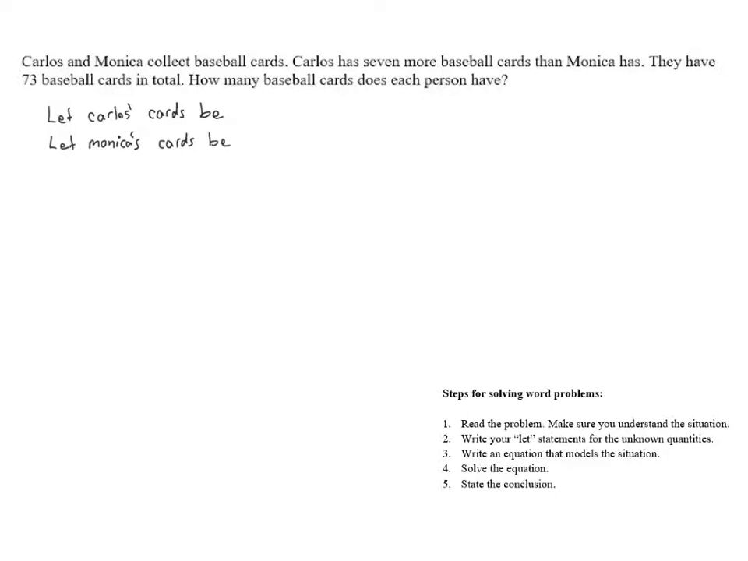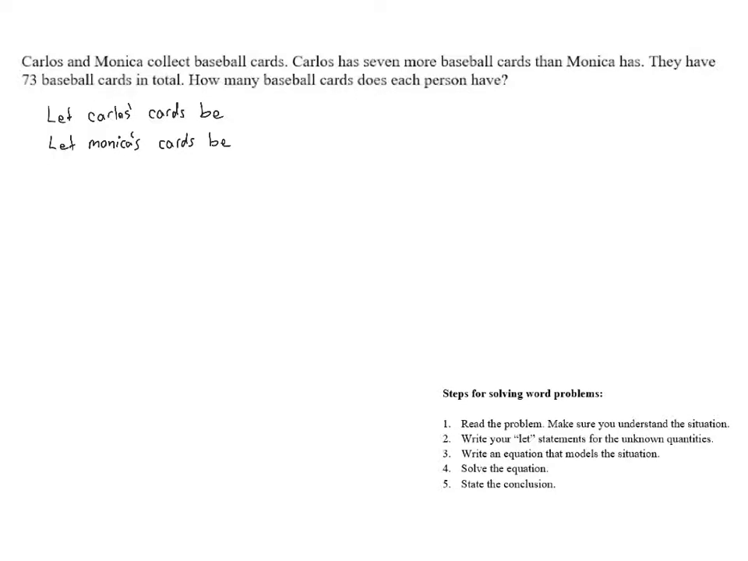All right, so we're going to have 2 let statements. We can't let them both be X. If we did that, that would assume that they have the same number of cards. But that's not the case. Carlos has 7 more cards than Monica has. We also can't let one of them be X and the other one be Y, because we haven't yet figured out how to solve word problems where there's more than one variable. That involves systems of equations, which we're going to be looking at in the future.